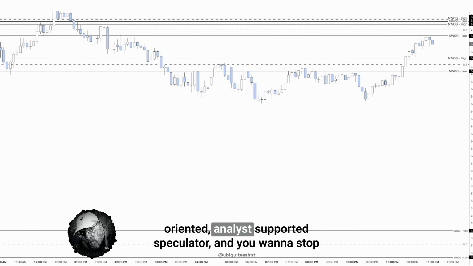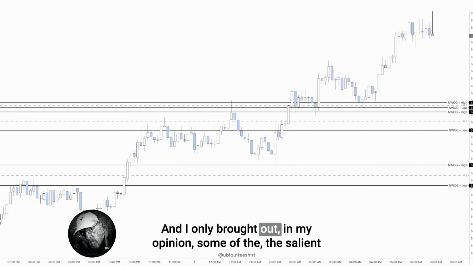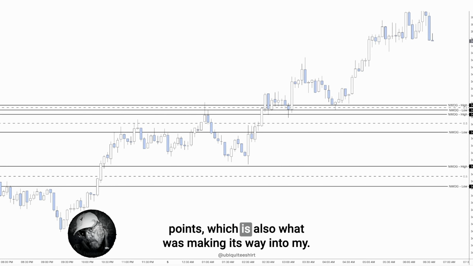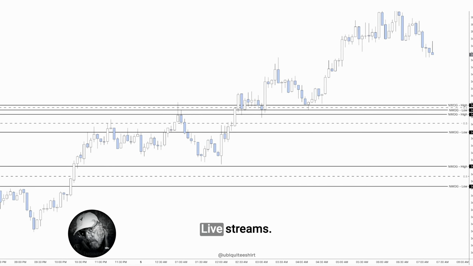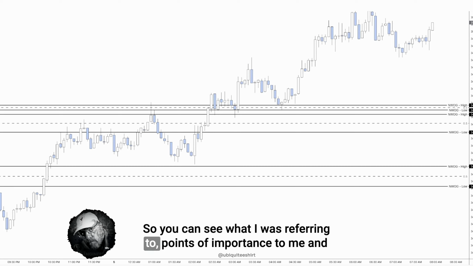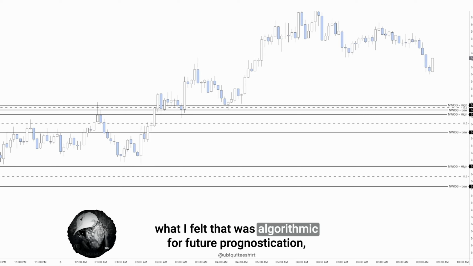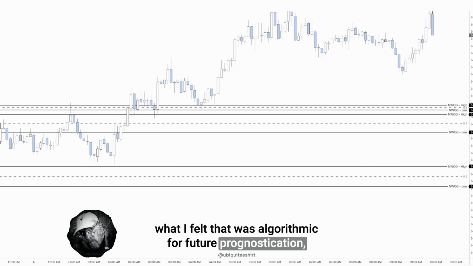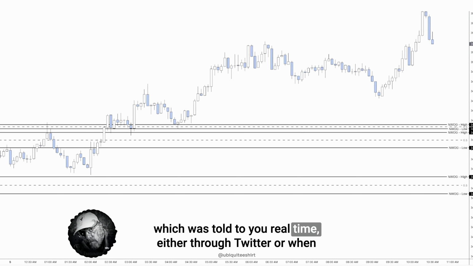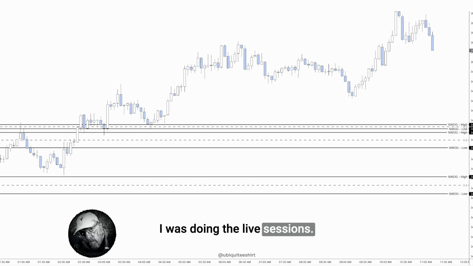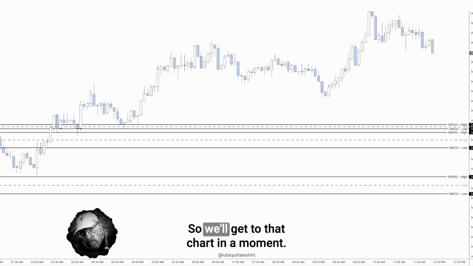But I usually print a 1-minute chart like that because I don't need a 15-minute chart. I don't need to see a 5-minute chart, because you can see every turning point with that 1-minute chart. But you can also see much more detail in the order flow. And I only brought out some of the salient points, which is also what was making its way into my live streams. So you can see what I was referring to, points of importance to me, and what I felt was algorithmic for future prognostication, which was told to you real time, either through Twitter or when I was doing the live sessions. So we'll get to that chart in a moment.